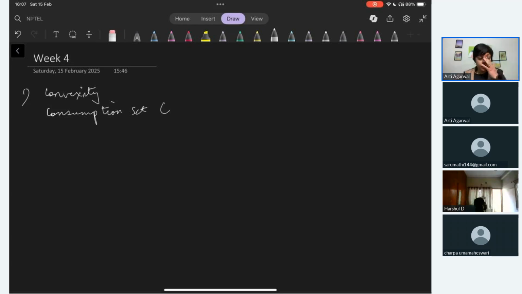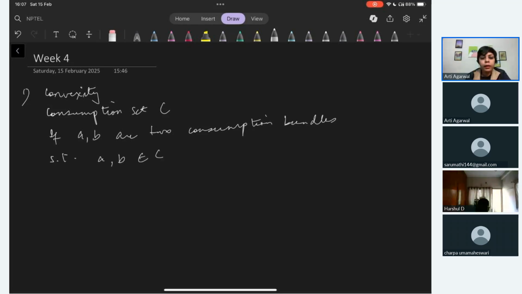Now, because I've labeled the axes as x and y, let's say A, B are two consumption bundles such that they both belong to this particular consumption set.